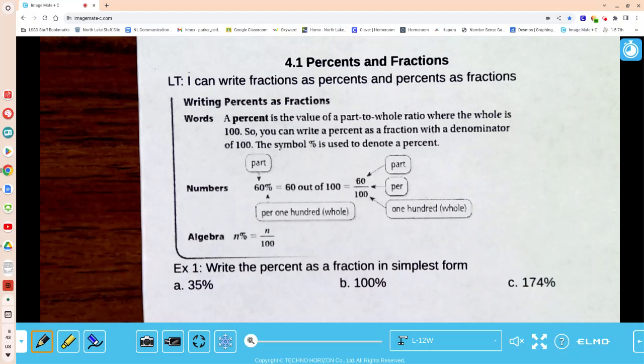Key idea. A percent is the value of a part to whole ratio where the whole is 100. So it's an amount out of 100.